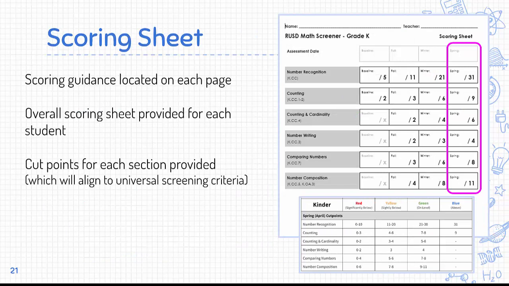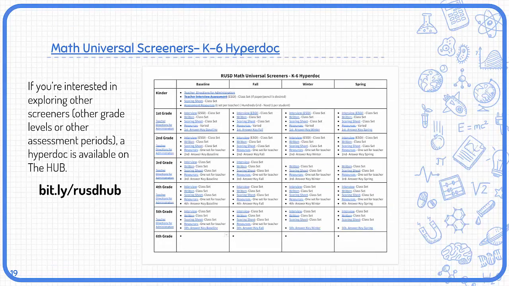Scoring sheet. After you administer and go to score the screener, you will notice a teacher table at the top of each section. A student scoring sheet is provided to compile each section's scores to get a big picture view of students' understanding. Because of the way we are doing the spring screener, your students will only have scores in 2 sections, unless you decide to do more. Cut points at the bottom of the page help to determine students' areas of need and will align to universal screening criteria. If you are interested in exploring other screeners, other grade levels, or other assessment periods, a hyperdoc is available on the hub.